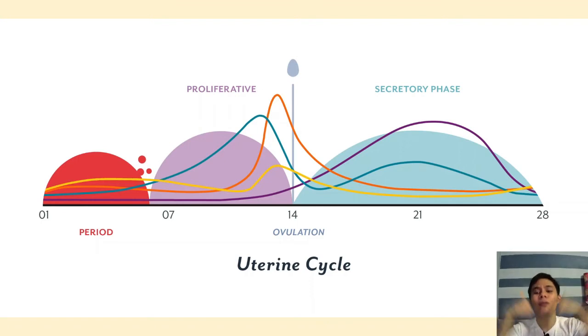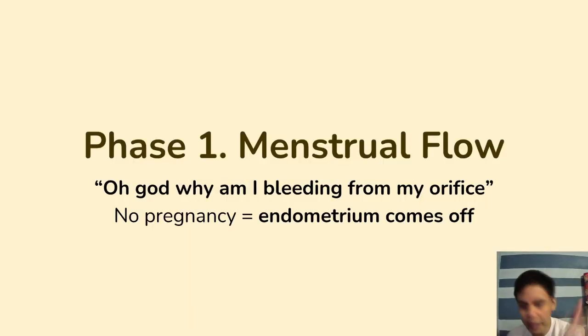That's why females have a menstrual cycle or a uterine cycle. There's a phase where they're ready for pregnancy and a phase where they have to prepare again. It's just setting up and tearing stuff down, setting up and tearing stuff down. So let's go to phase 1, the menstrual flow or the period part of the menstrual cycle.